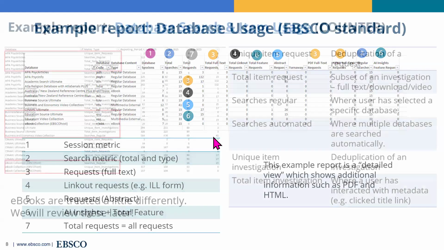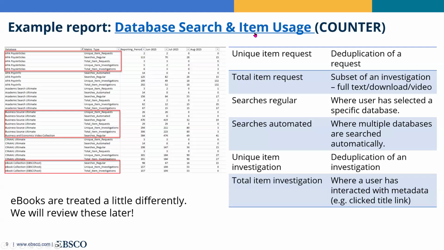The next example I've got is a similar report. It's the database search and item usage from Counter. So again, some things that you might see here is that eBooks might be treated a little bit differently. I'm going to talk about these later. So that's one of the things that will be affected, and that's really a Counter decision. It's not necessarily a new UI. It affects all ebook vendors, but just something to note is that your item investigations will tend to be higher with the way that chapters are now counted within Counter. So the metrics are a little bit different in Counter, but some things are the same.